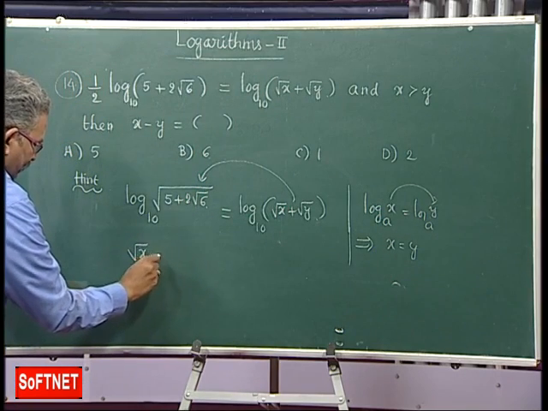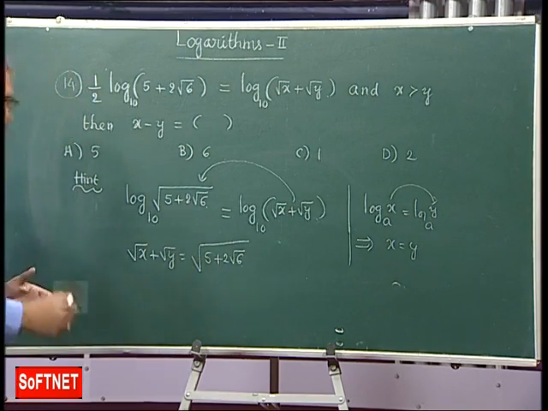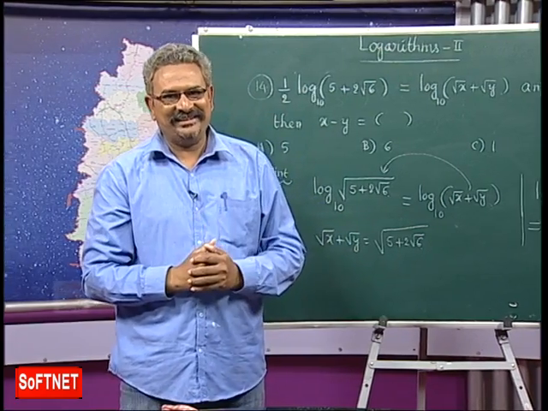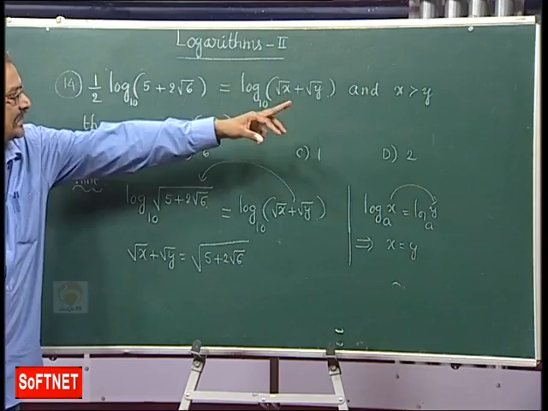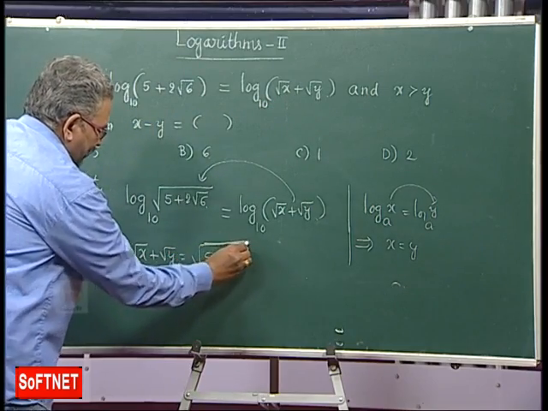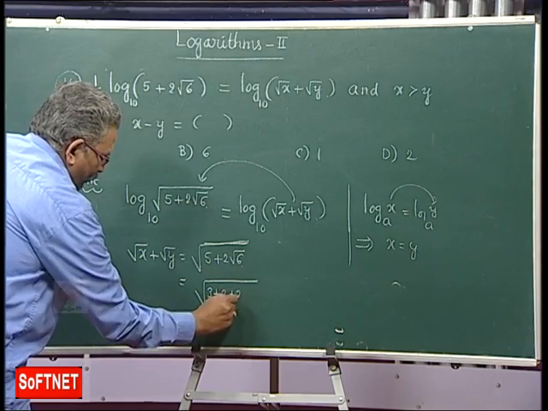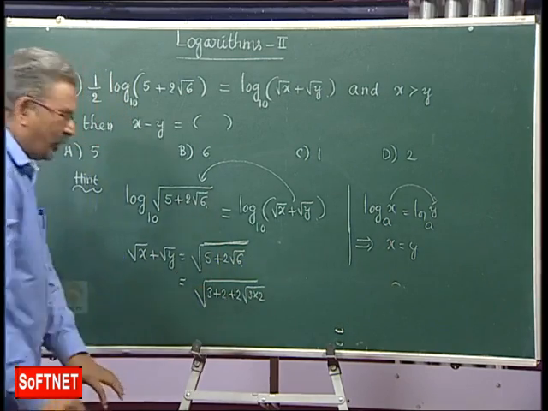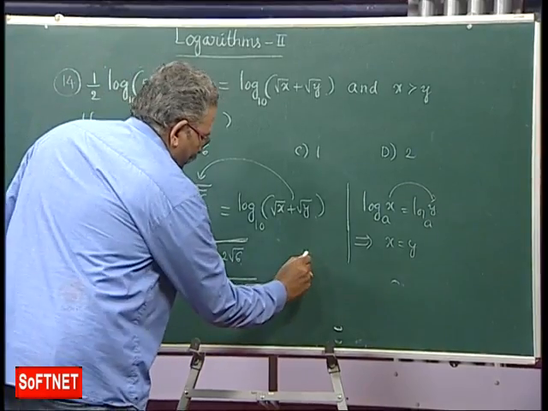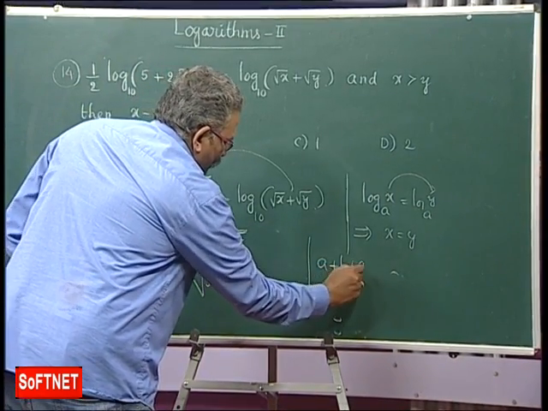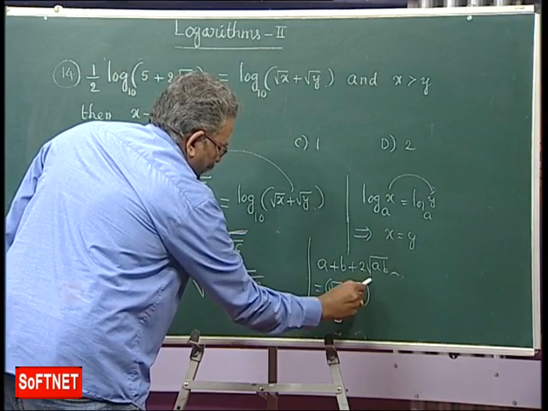So, root x plus root y is equal to the square root of 5 plus 2 root 6. Here once again, we have a question in our mind: how to find the square root of 5 plus 2 root 6? And moreover, one condition is given in the problem, that is x greater than y. So, this must be written as 3 plus 2 plus 2 root of 3 into 2. Now, it seems to be a plus b plus 2 root ab. See, a plus b plus 2 root ab equals (root a plus root b) whole square.